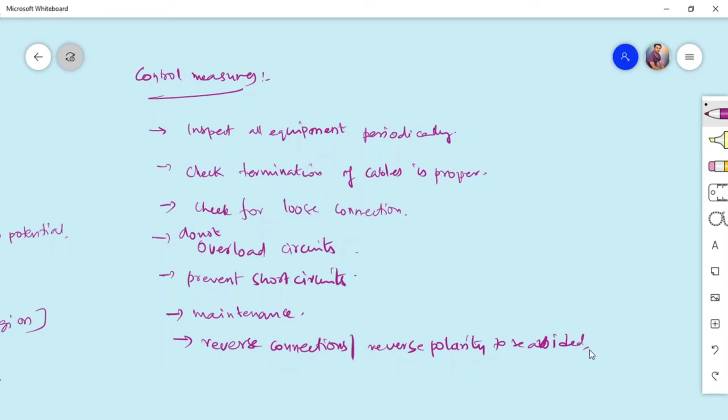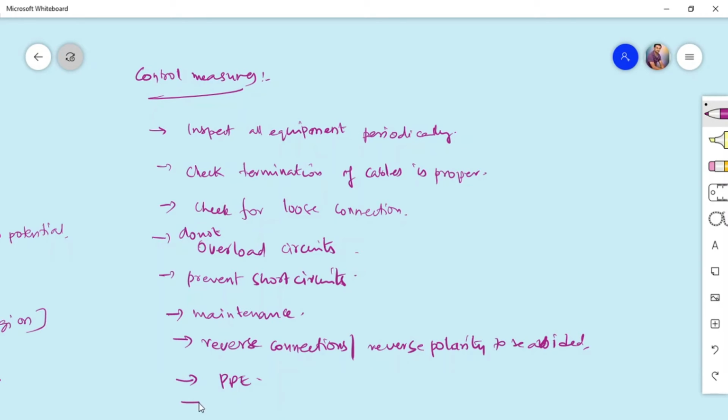What happens if I connect plus to minus and minus to plus? It will explode. So reverse connections and reverse polarity are to be avoided. And next thing, use PPE, personal protective equipment, safety shoes, rubber gloves.